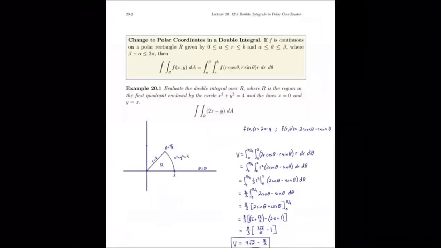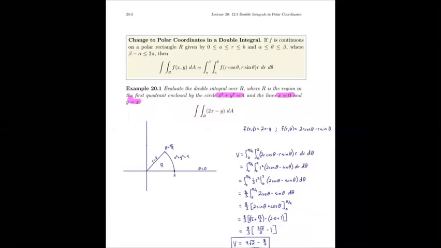So to use it, evaluate the double integral over R, where R is the region in the first quadrant enclosed by the circle x squared plus y squared equals 4, and the lines x equals 0 and y equals x. So we're given everything in rectangular coordinates. What we realize, though, is that they're asking for a sector of a circle. They're saying we have this circle, x squared plus y squared equals 4.